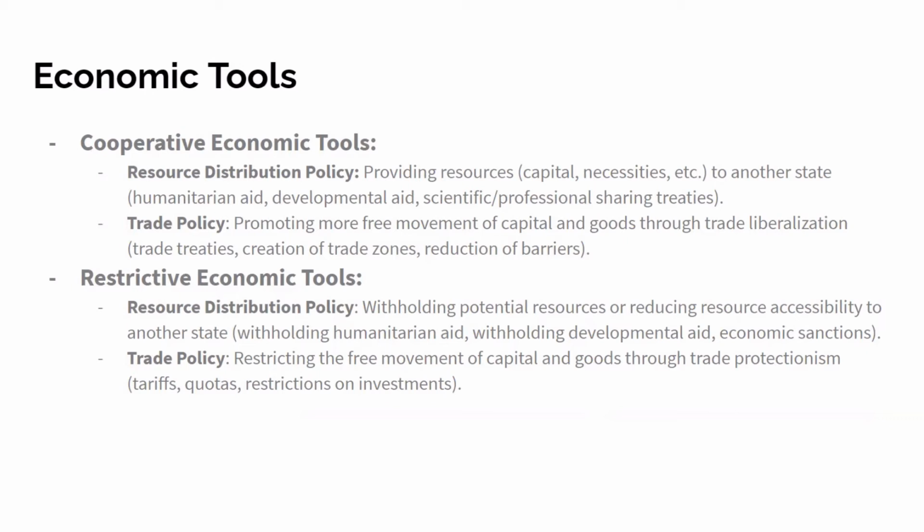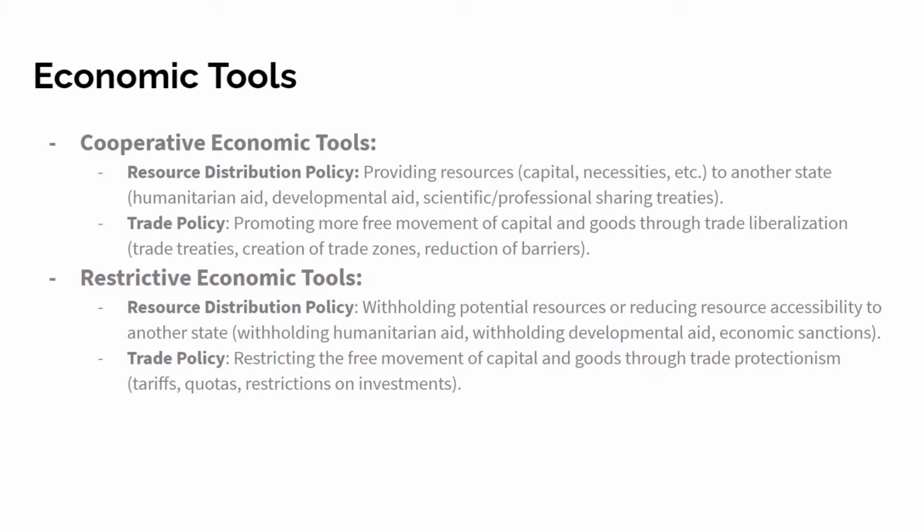Resource distribution policy is about providing resources to another state, right? It's basically being like, hey, I have money or this or that, and I'm going to try to give it to you or not give it to you, depending on restrictive economic tools. So for cooperative, this looks like humanitarian aid, right? For example, let's say there's an incident in Haiti because of a natural disaster. That looks like the United States being like, hey, I'm going to support you with money. I'm going to bring in international help, international organizations like the Red Cross. That looks like humanitarian aid.